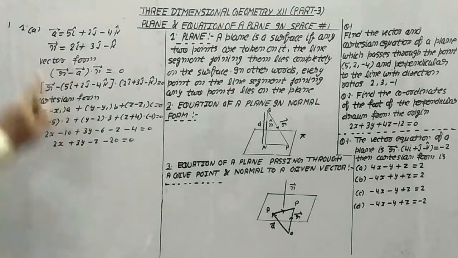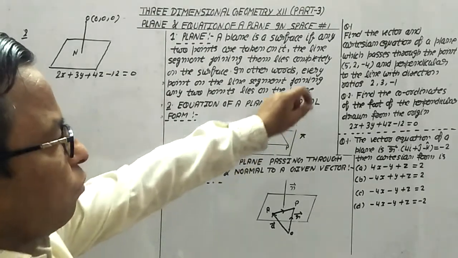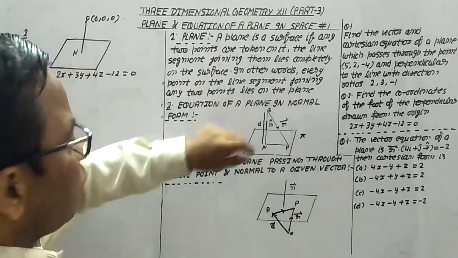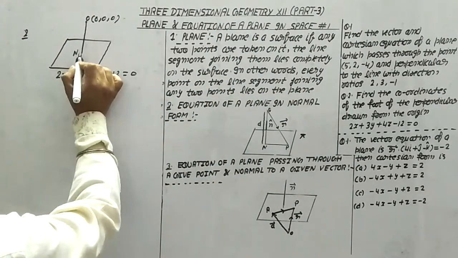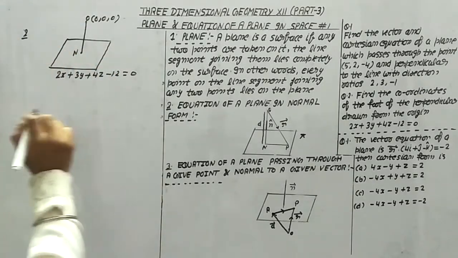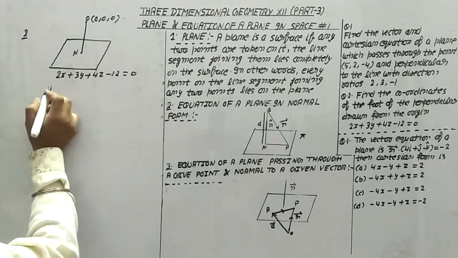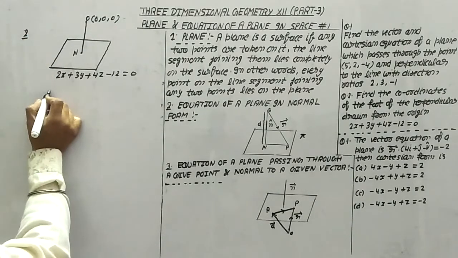Now let's start with the solution of question number 2. In question number 2, find the coordinates of the foot of the perpendicular drawn from the origin to this plane. Now look at this. This is the origin. Let us suppose this is the foot of the perpendicular drawn to this plane.